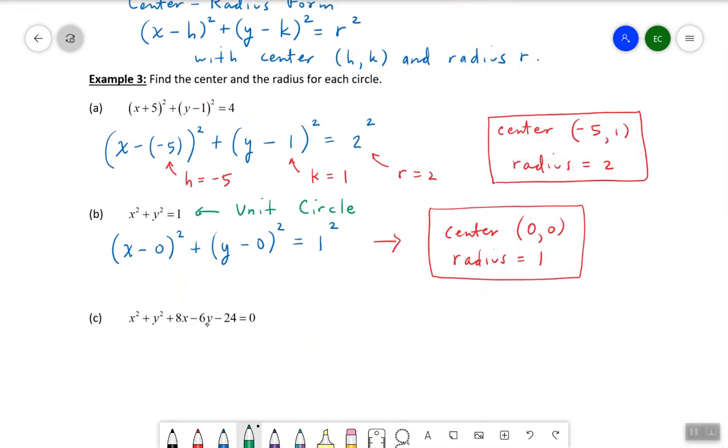And oh wow, so now this one looks different still. This is not in center radius form. Do you remember the name for this form? This is called general form. And so if we want to find the center and the radius of this circle, then we need to convert the equation from general form to center radius form.